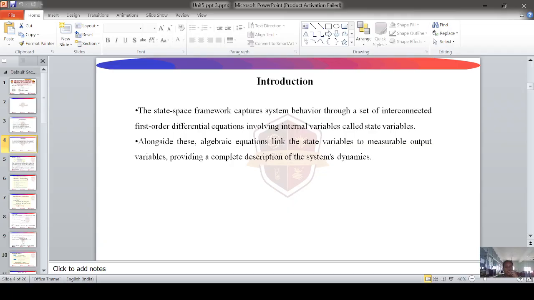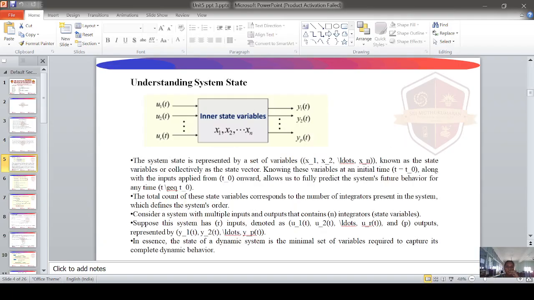Introduction. The state space framework captures system behavior through a set of interconnected first order differential equations involving internal variables called state variables. Alongside these, algebraic equations link the state variables to measurable output variables, providing a complete description of the system's dynamics.